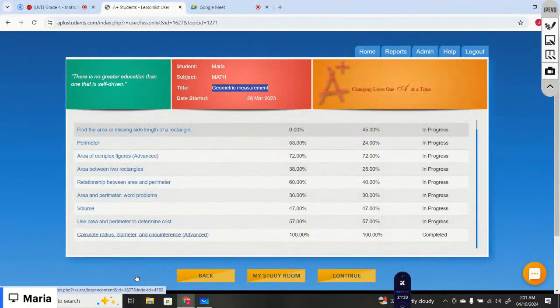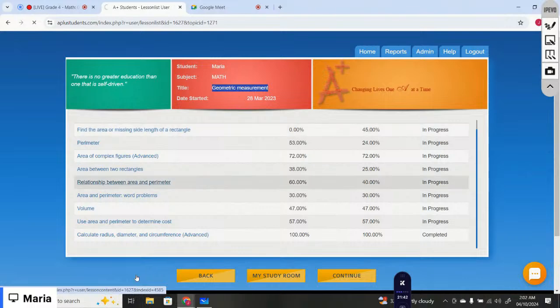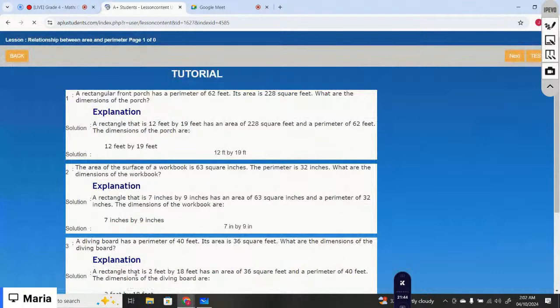Okay, here I'm on grade 4 math. The chapter we're on right now is geometric measurement. Let's just start with the lesson that is relationship between area and perimeter. Let's just start with an example. A rectangular front porch has a perimeter of 62 feet.